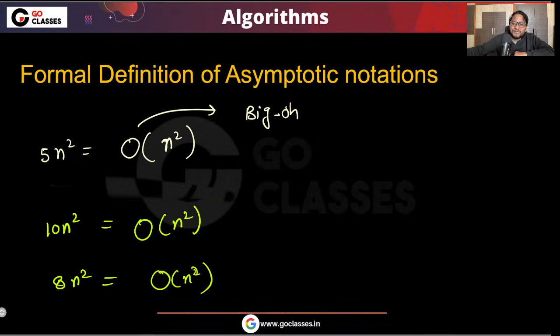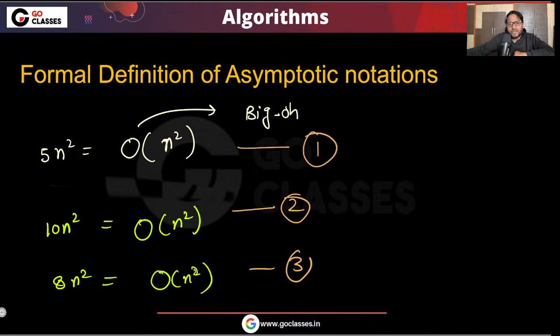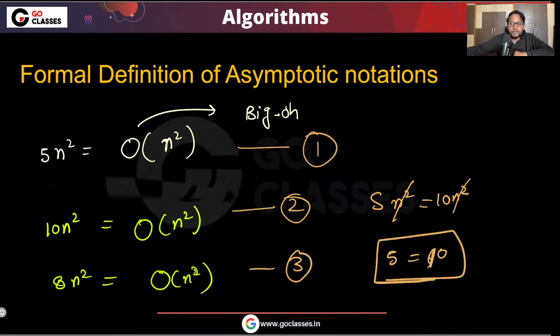Suppose this is equation number 1, this is equation number 2, this is equation number 3. Using all of this, can I say 5n square is equal to 10n square, and n square getting cancelled out, 5 equals 10? Is it really true that 5 equals 10? No, this is definitely not true. So what are we missing here?